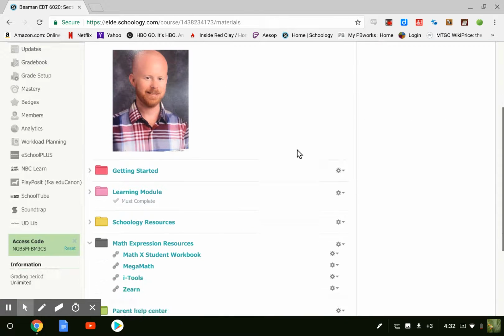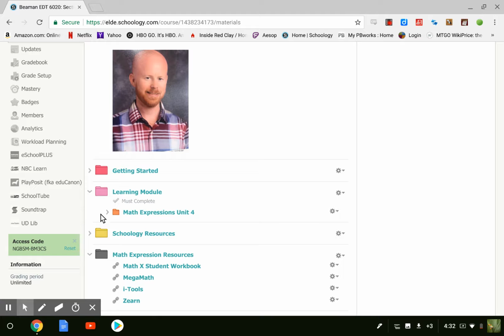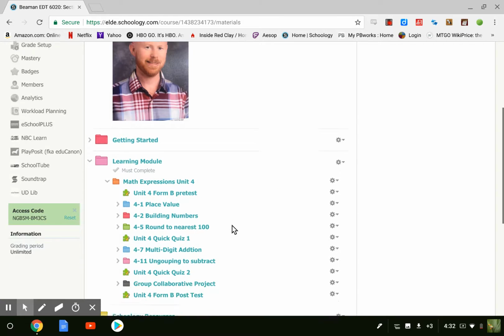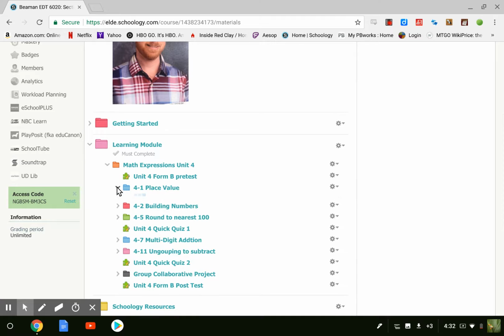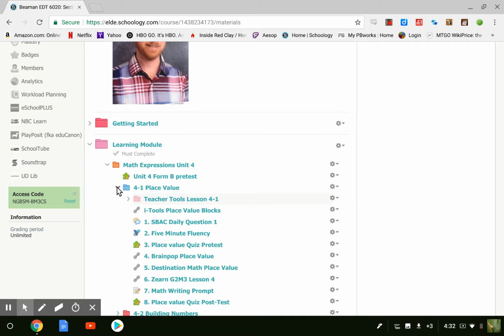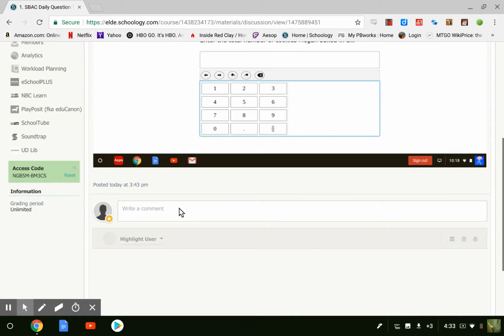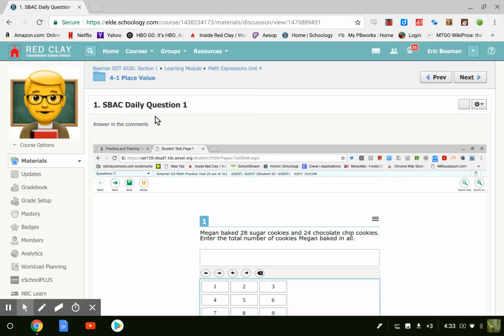I'm going to get into my learning module and take you through. So, Math Expressions Unit 4. I set up the progressions here a little bit. Let's get to 4-1. Basically, they come back from lunch and we do math. My lessons are blocked into different sections. Usually they come in and I'm required now to do SBAC practice, so they have to do an SBAC daily question when they come in. I pulled it right from the practice test, and they can post their answers in the comments there.